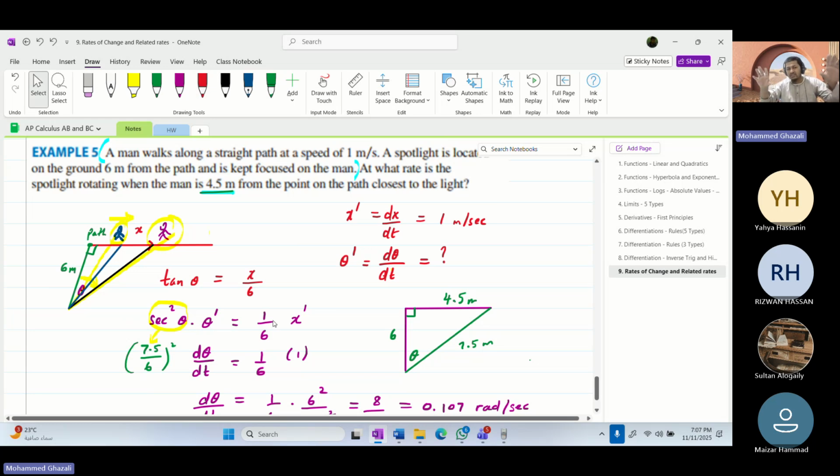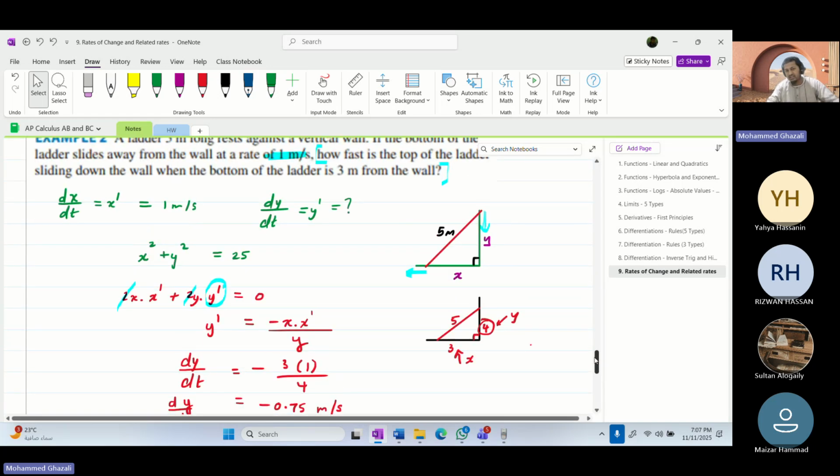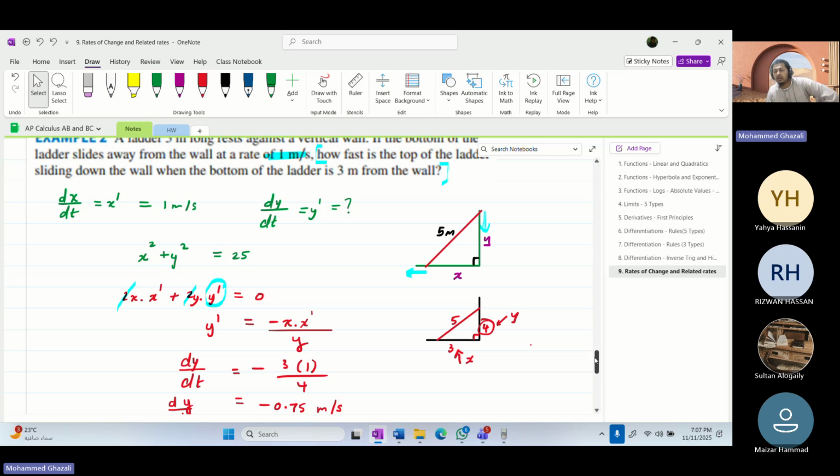All the variables are always functions in time. You can see every single variable I used here was a function in time. Unlike implicit differentiation, where you have an equation in x and y, and just y is a function in x. That's it. You only have to implicitly differentiate y.